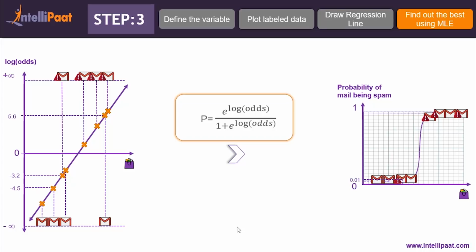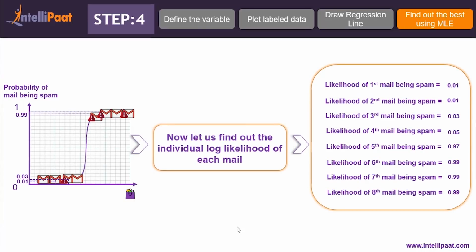But you must be wondering, is this the best fitted curve? Or how do we find out whether it's best or not? Well, this is when the concept of maximum likelihood comes into the picture. So now that we have the regression curve, let's find out the likelihood of this curve. First, find out the individual likelihood of each mail. Again, you must be thinking, how do we get the likelihood value? Well, the likelihood of each mail is nothing but the probability value of each mail being spam.